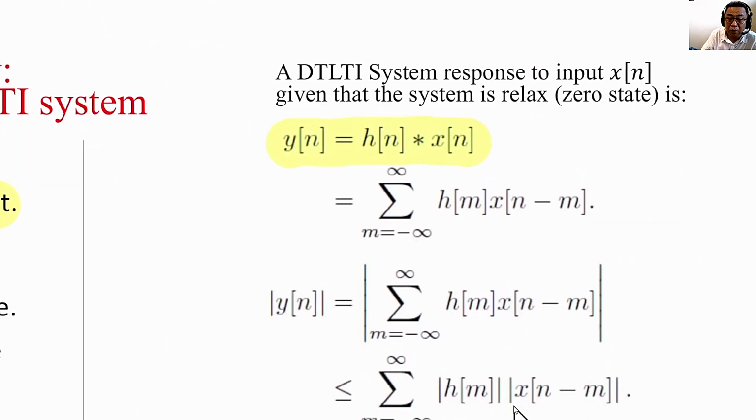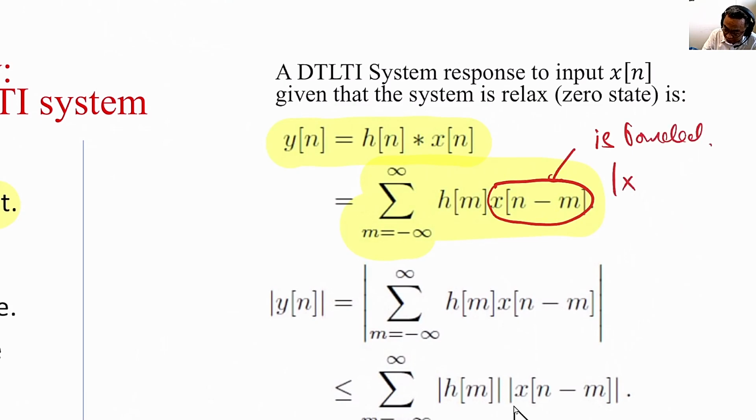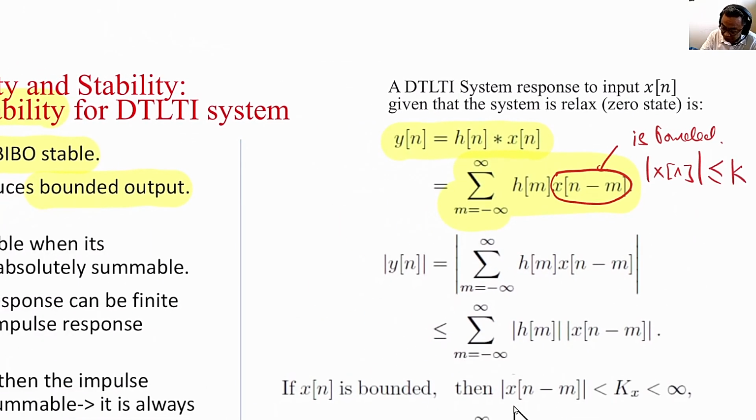We begin with the convolution equation, and all we are given is that x of n is bounded. That means the magnitude of x of n is always less than or equal to some big value k. Okay? And we want to see whether y of n is also bounded. That means it will reach some value, but it will never exceed the value ky.